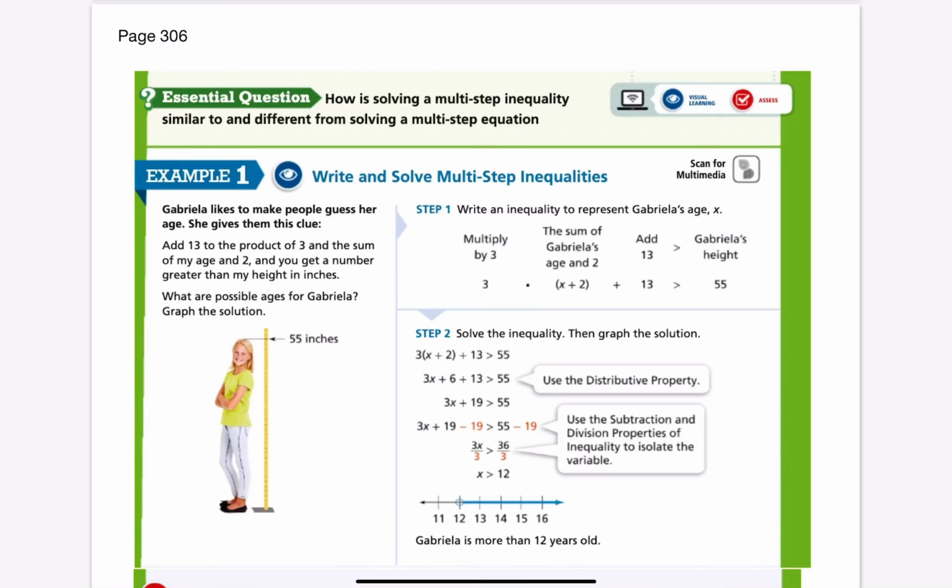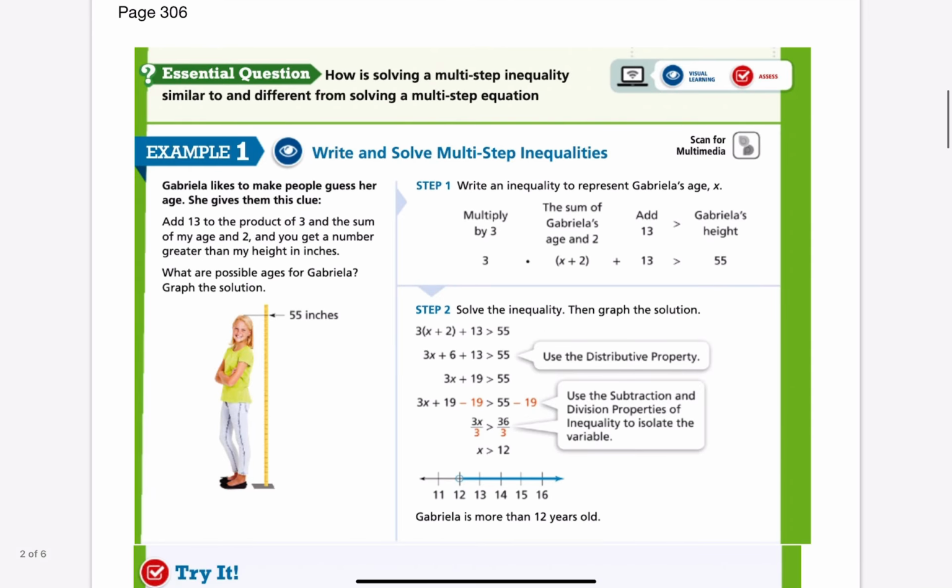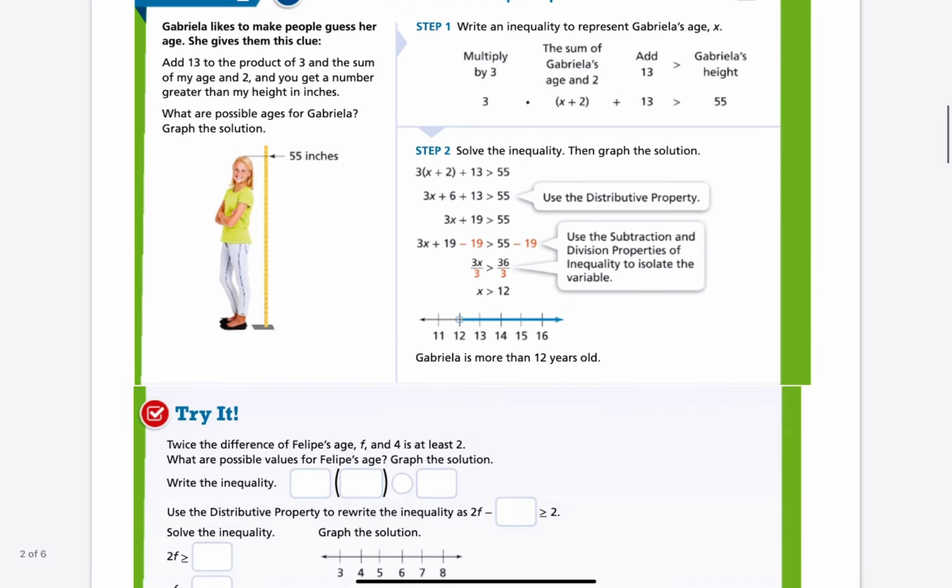Good morning, everyone. Today we are going to be doing our last lesson of Unit 3, where we are solving multi-step inequalities. This is just like the equations where we did the distributive property, combined all of our like terms. We get it down to 2 steps, and then we can solve. So let's go ahead and open our books to page 306, and we will get started.